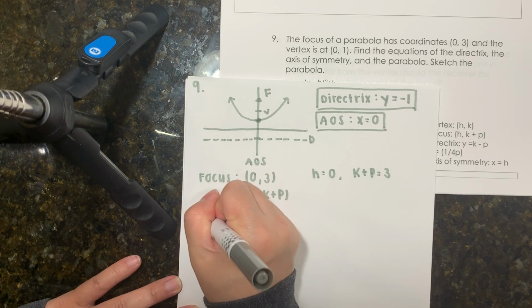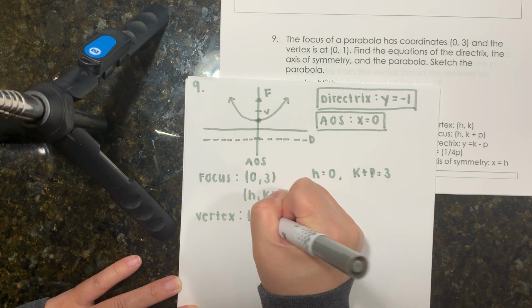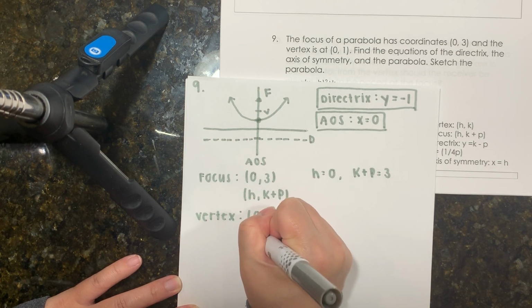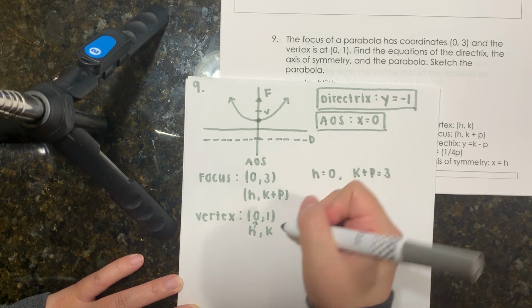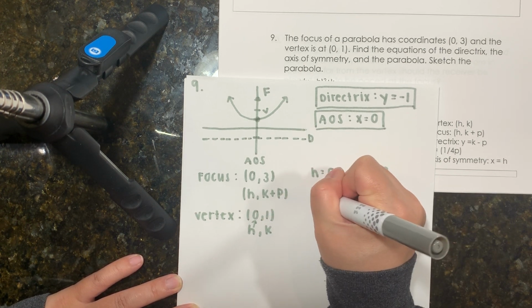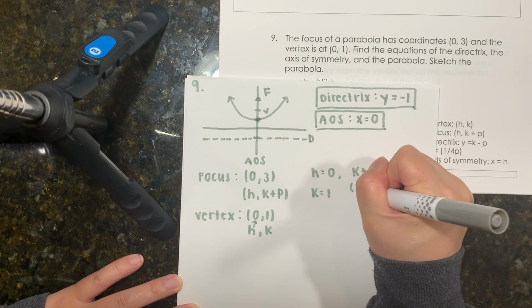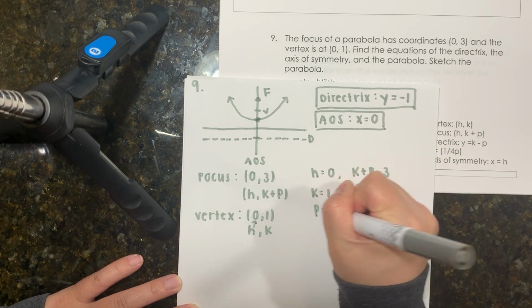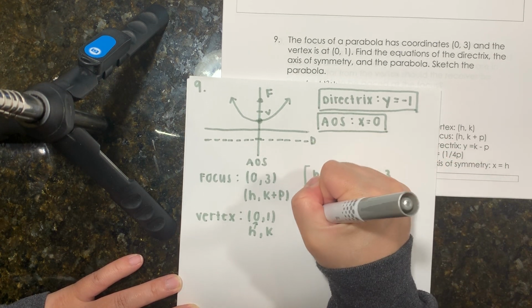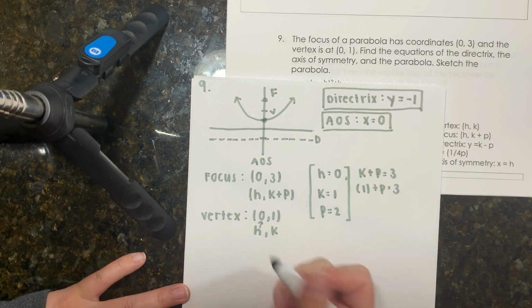Now for my vertex, it's (0, 1), and that equation is (h, k). So that means I already know my h is 0, but now I know my k is 1. And if my k plus p is equal to 3, well, 1 plus p equals 3. That means my p is going to be equal to 2. So these are your variables that you're going to use to solve for the equation of the parabola.